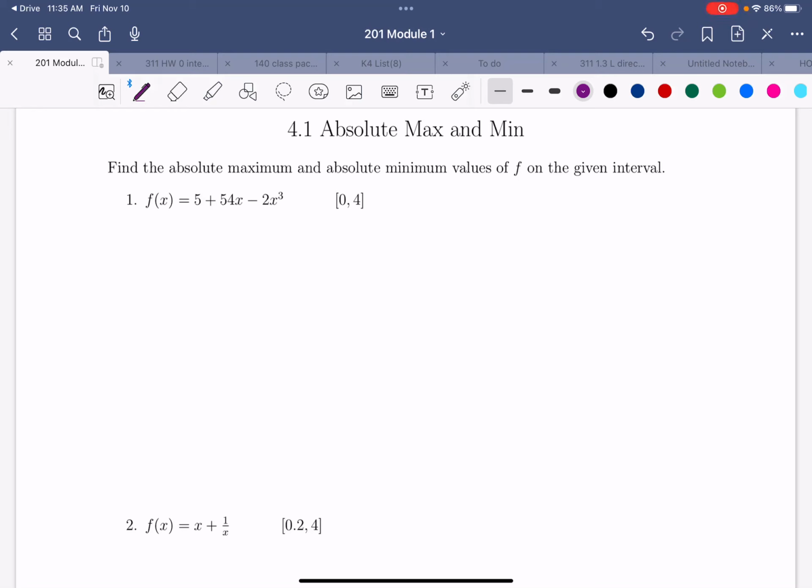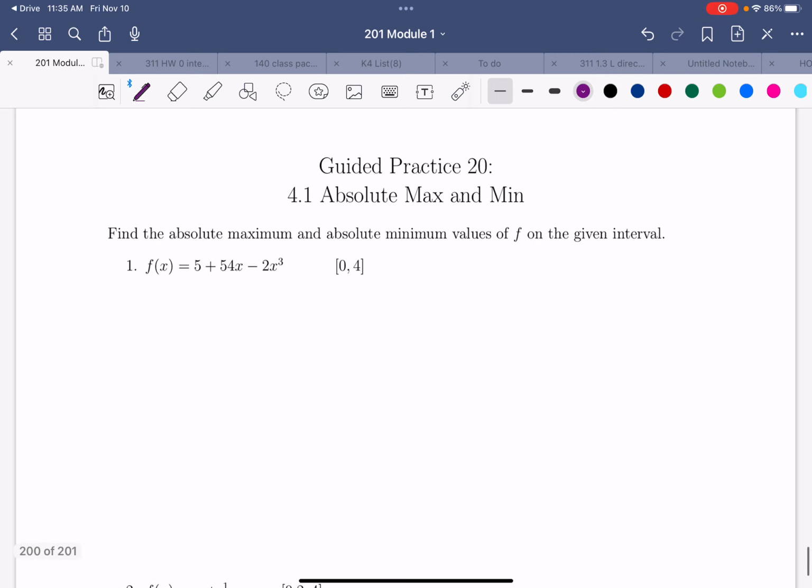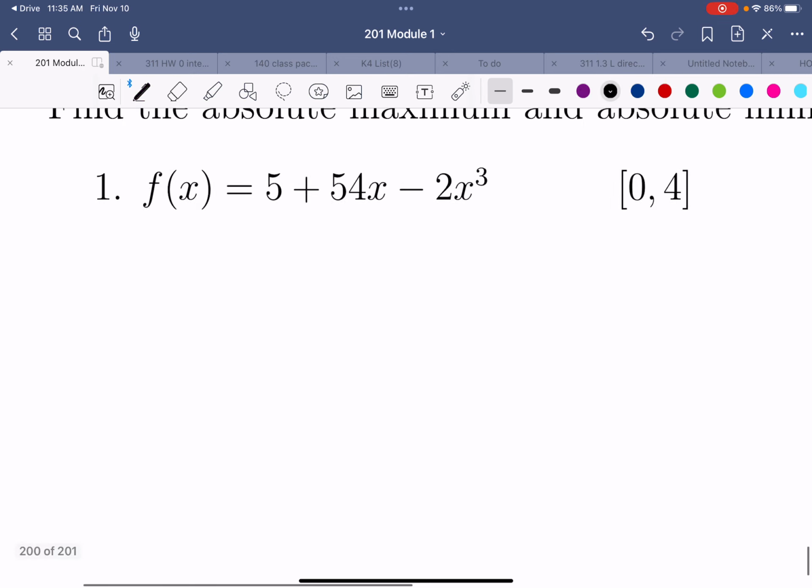Okay, so we've got 5 plus 54x minus 2x cubed, and then we are looking for the absolute max and min. These are our guided practice 20 from section 4.1. So let's see, we're going to jump in and find our critical points first. So f prime of x equals 54 minus 6x, set that equal to 0.